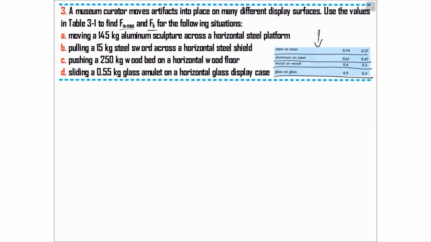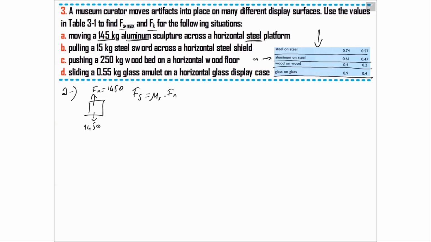And at the A, it says aluminium on steel. So I have to use this constant for the A. And we have an object of 145 kilogram. That means Fg of the object is 1450. Fn of the object is 1450. And then if we calculate Fs, it is mu s times Fn.